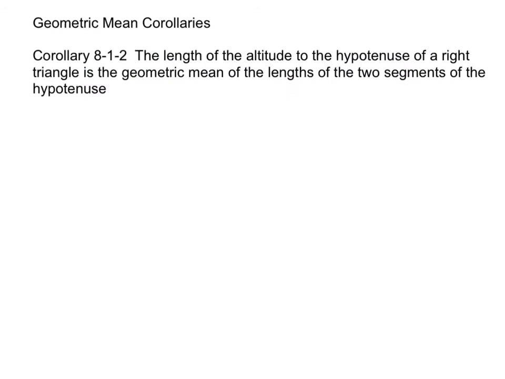So our first corollary that deals with the geometric mean is corollary 8-1-2. It says the length of the altitude to the hypotenuse of a right triangle, which we just talked about, is the geometric mean of the lengths of the two segments of the hypotenuse. So again, if we had a triangle similar to before, where we have this right triangle, let's go ahead and call it ABC. Now we're looking at the altitude to the hypotenuse.